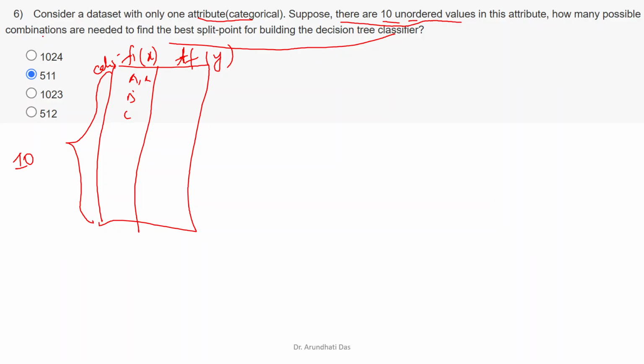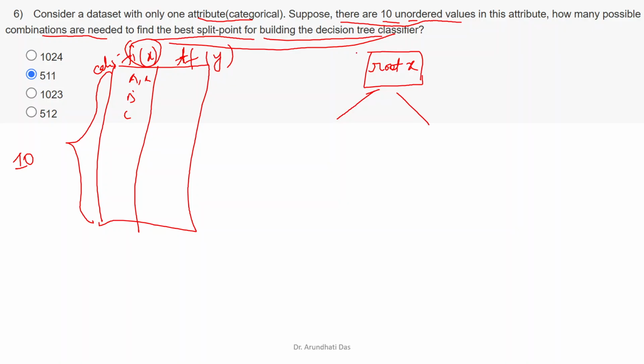How many possible combinations are needed to find the best split point for building the decision tree classifier? Okay, so when we build a decision tree, the feature or the attribute we take as the root node, right? Since there is only one feature value, that will be the sole root node here. Now, based on the feature value, I will decide how many splits. Generally in a decision tree we consider two splits only. Okay, it's a binary split.